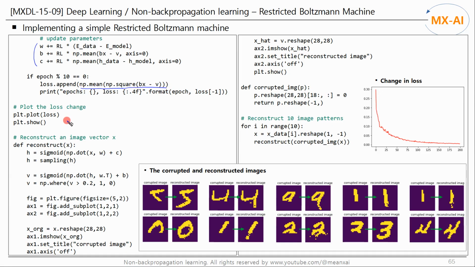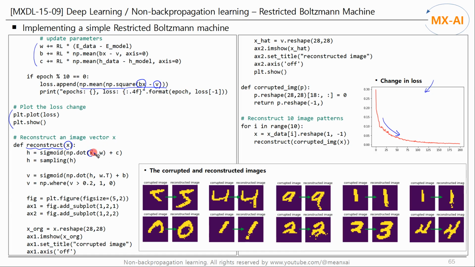Once training is complete, we plot the changes in loss. The changes in loss are as follows. We can see that the loss decreases as the parameters are updated. This means that the input data and the reconstructed data become more and more similar. Write a function that reconstructs the input data x. The input data x is a corrupted image.